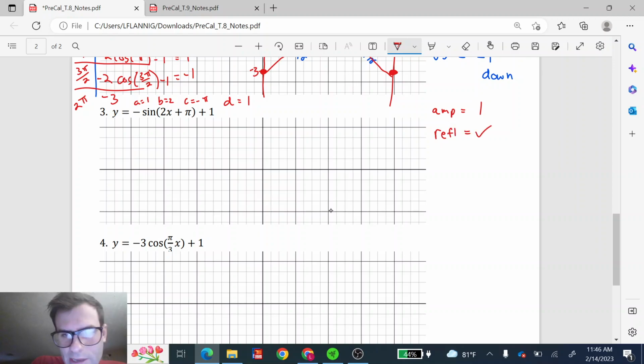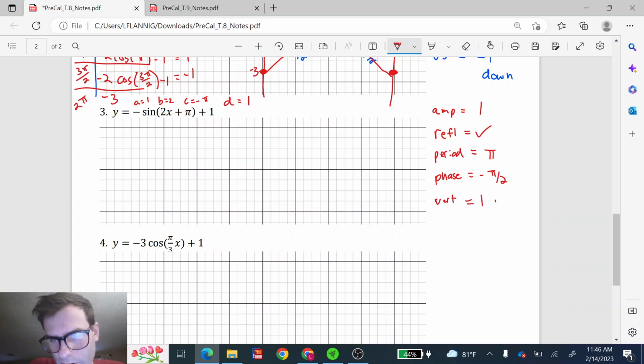The period is 2 pi over b. B in this case is 2, so that's just pi. We know the phase shift is going to be c over b. So c is negative pi and b is 2. So we know the phase shift is negative pi over 2. So it's going to shift the graph left pi over 2. And then last but not least is the vertical shift. And that one's easy, just 1 up.